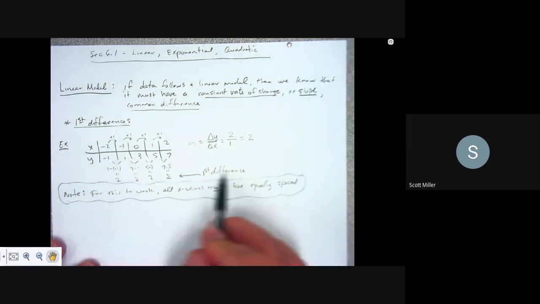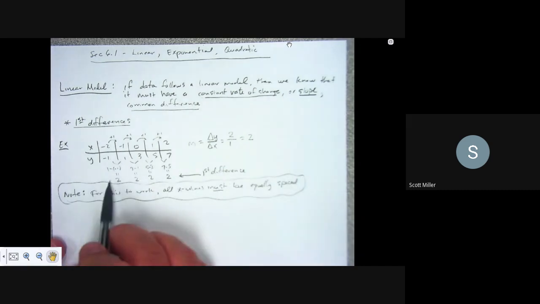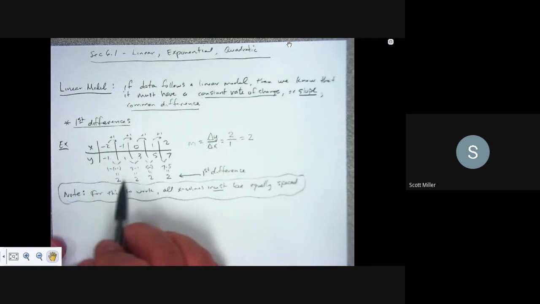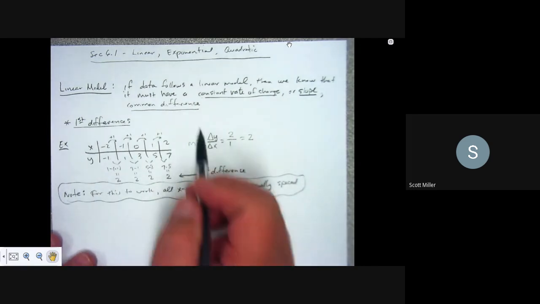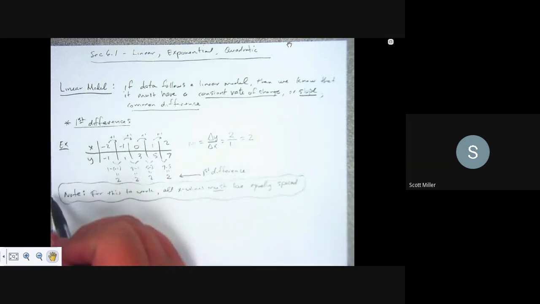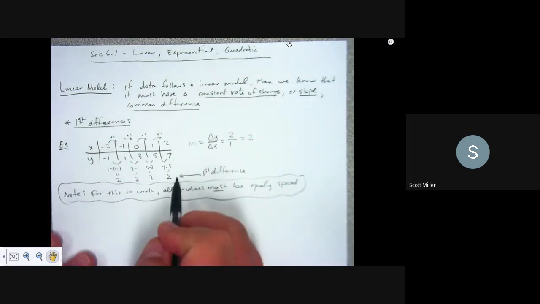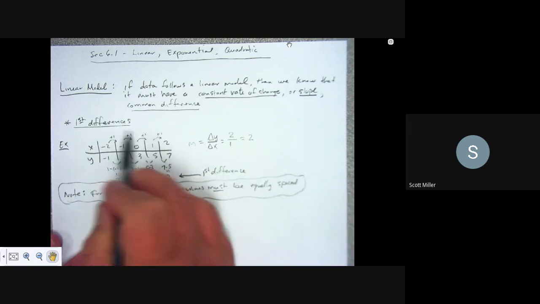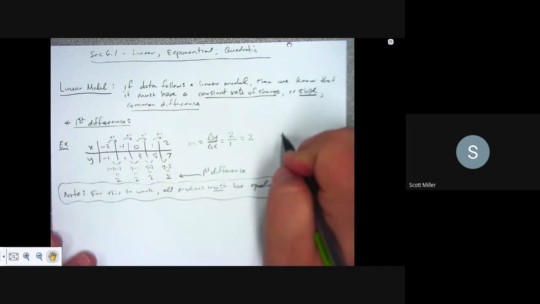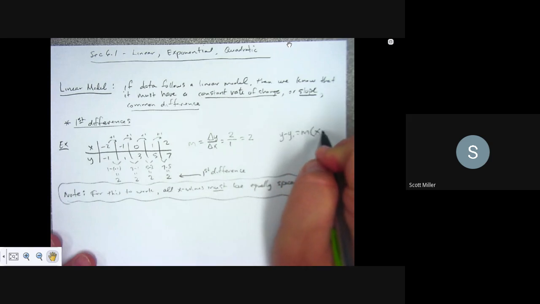Now, once I have this information, this common difference, this first difference I see, because this is a first difference, so that's what we're doing. Because that is the same number in all cases, that's what makes this a linear model. Okay, that's how you identify it. It's the first difference. The first difference is the same. Then you have a linear model, and you can use the point slope formula to find the equation.